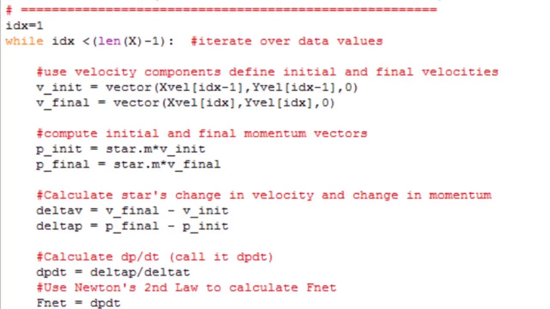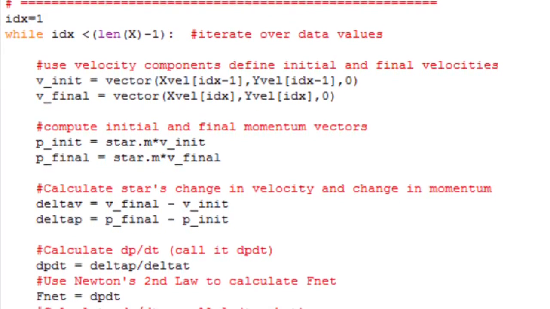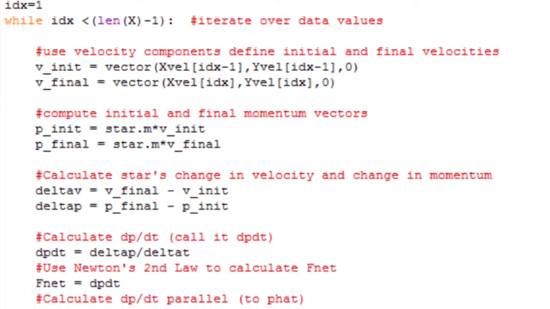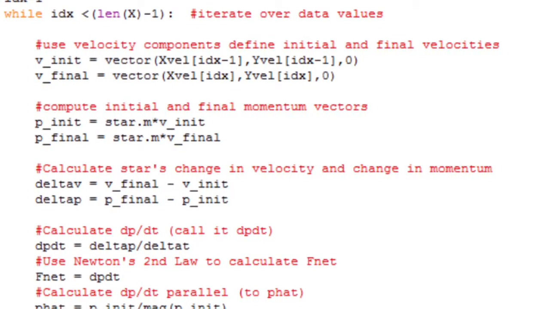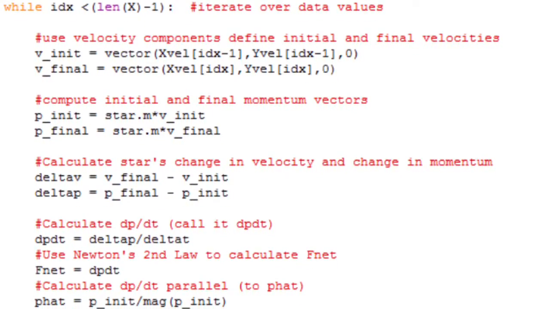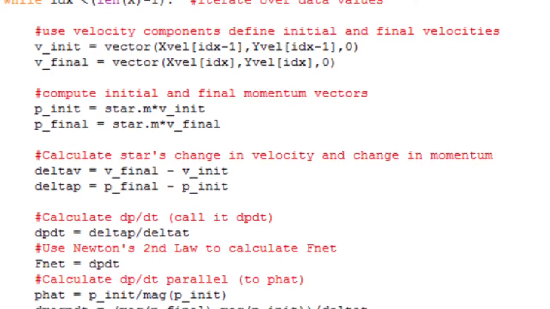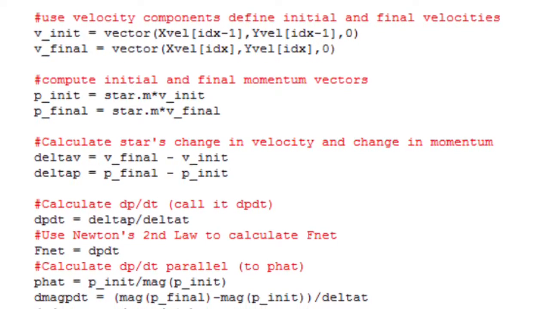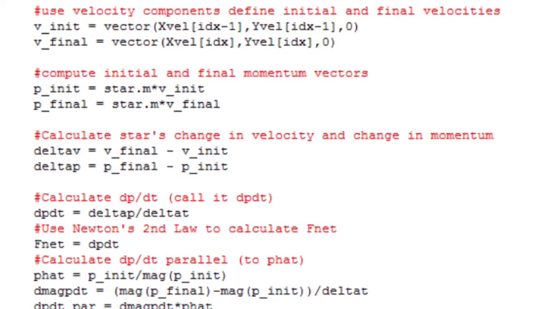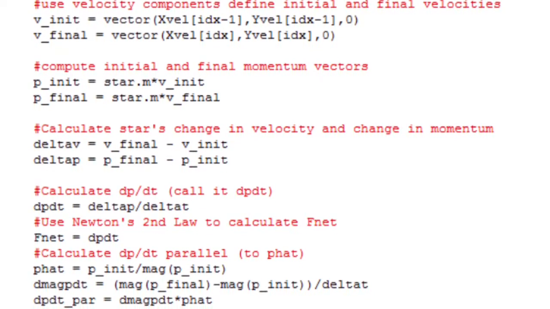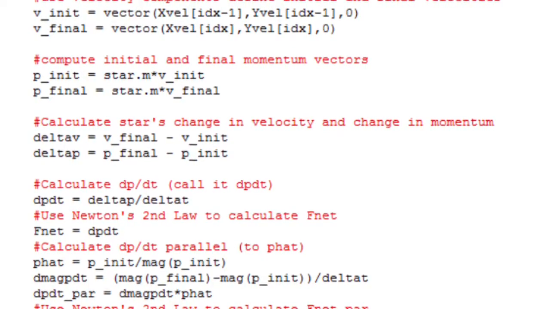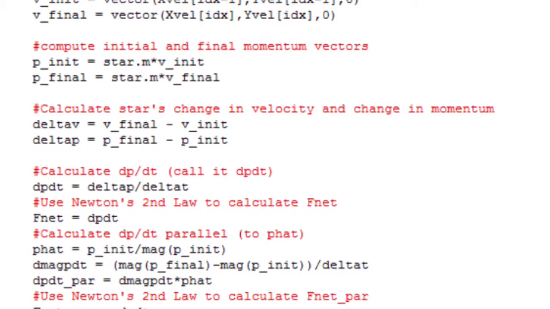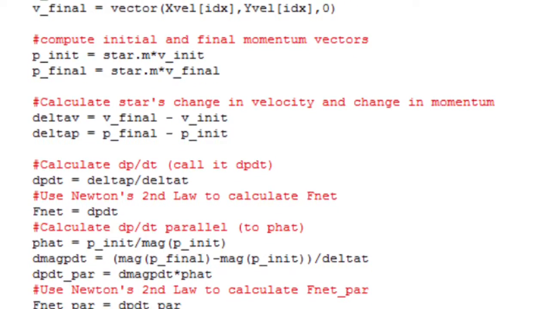So at each index value, we'll now take that and change it each time. So v initial will be the vector of whatever was previously indexed, and the y will be whatever is previously indexed, and then v final will be the current index of each component as well. And then p initial, or the initial momentum, will be the mass times that initial velocity, and p final, or final momentum, will be the star's mass times final velocity. And then delta v and delta p will just be final minus initial of those values. And then dp/dt, quite frankly, is delta p over delta t, so we'll just rename that value to dp/dt. And then by Newton's second law, Fnet is equal to dp/dt.